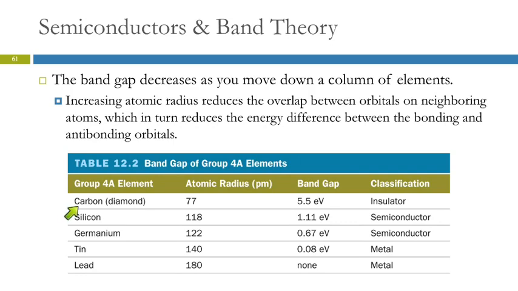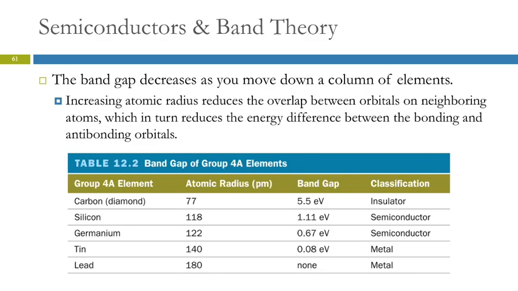So diamond, this particular allotrope of carbon, has a band gap of 5.5 electron volts. It is an insulator. Diamonds don't conduct electricity. Graphite does, but we're talking about diamonds here. And as you go down, silicon and germanium have smaller band gaps, but still significant, and so they're semiconductors. And then we get down to tin, which has a small enough band gap that it's considered a metal, and lead has no band gap at all. So as you go down, they become more conductive.